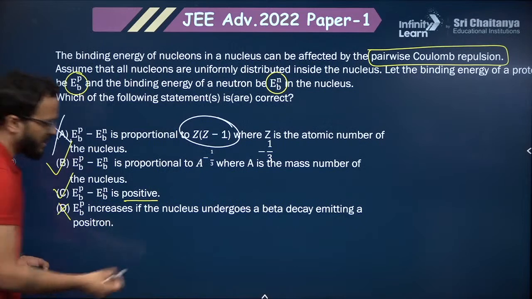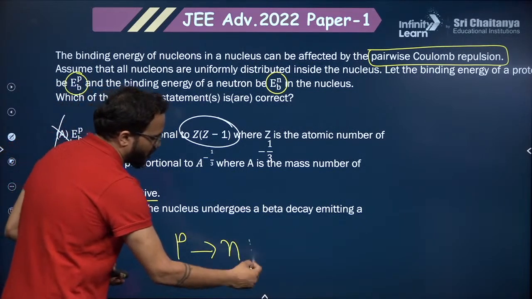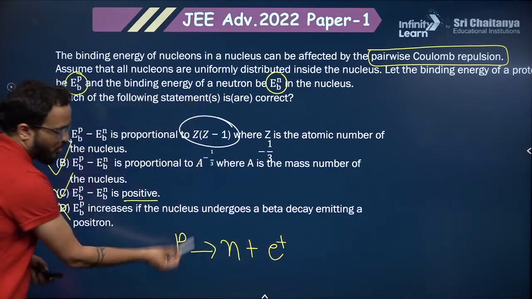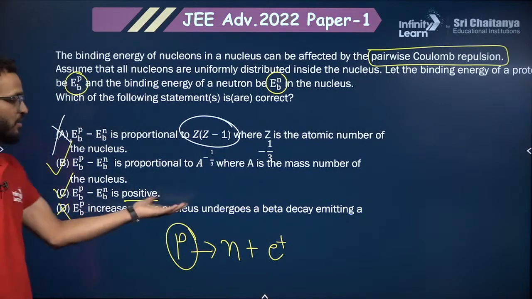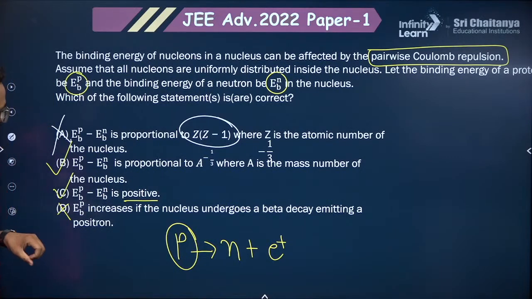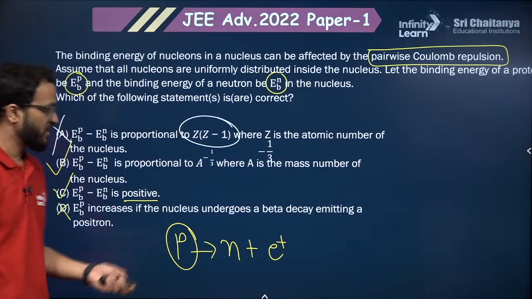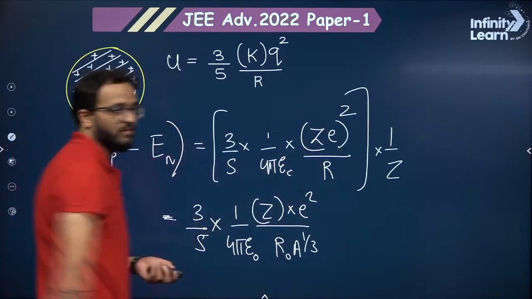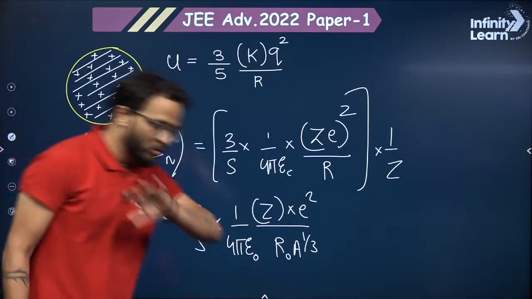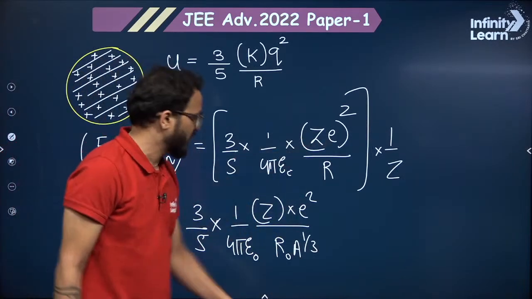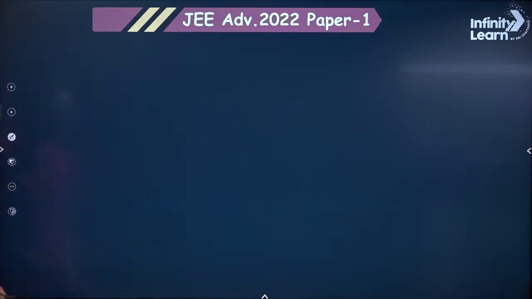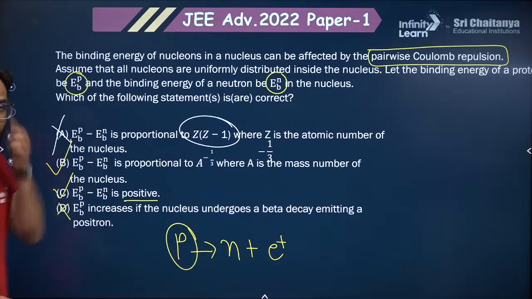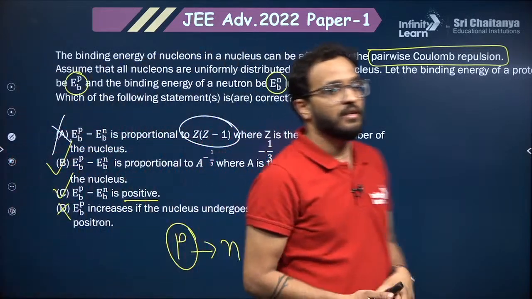Why? Beta decay is what? Proton breaking to give neutron plus positron, right? So a proton is reducing. Now, if a proton is reducing, how can you say the energy is going to increase? Clear everyone? Yes. So a proton is reduced. So obviously if the proton number reduces, the value of Z will become Z minus 1. If one proton is reduced from the nucleus, it will become Z minus 1. So obviously the energy will come down, not increase. So the fourth option is also wrong. Clear everyone? Yes, students. Is it?